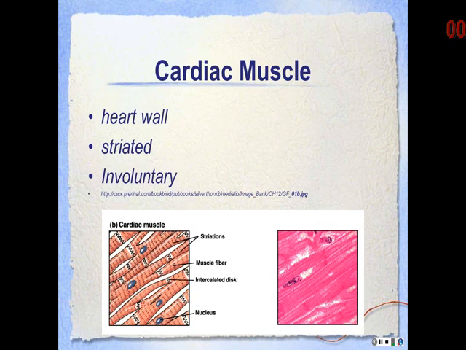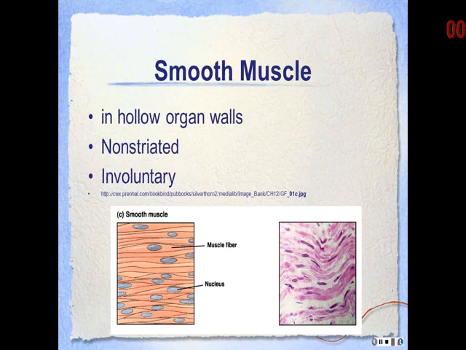It is also striated in its appearance, but is under involuntary control. This means it will remember to contract whether you think about it or not. Our smooth muscle is found in hollow organ walls, such as the stomach and uterus. It is non-striated in its appearance and is under involuntary control.